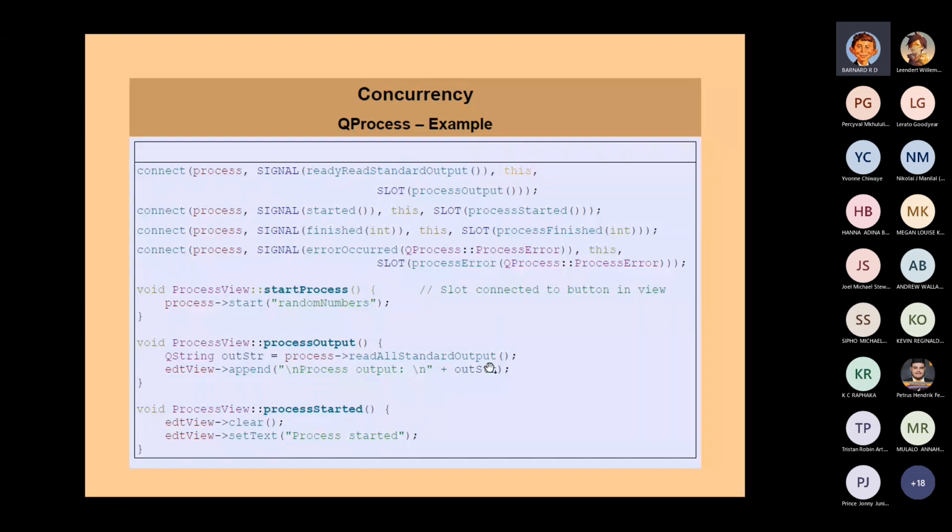and then you just use that to read all the standard output that comes from your process. And then an example here of the process started. Remember, the process signal started is connected to a slot called process started. All I've done there is display a message to say that the process has started.